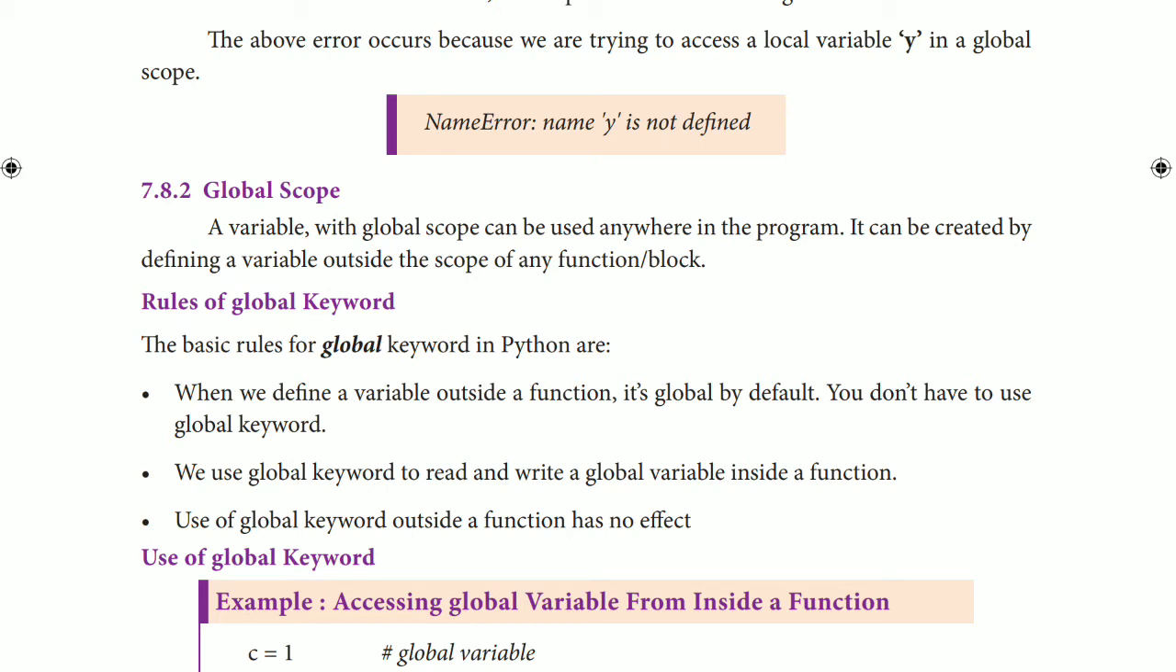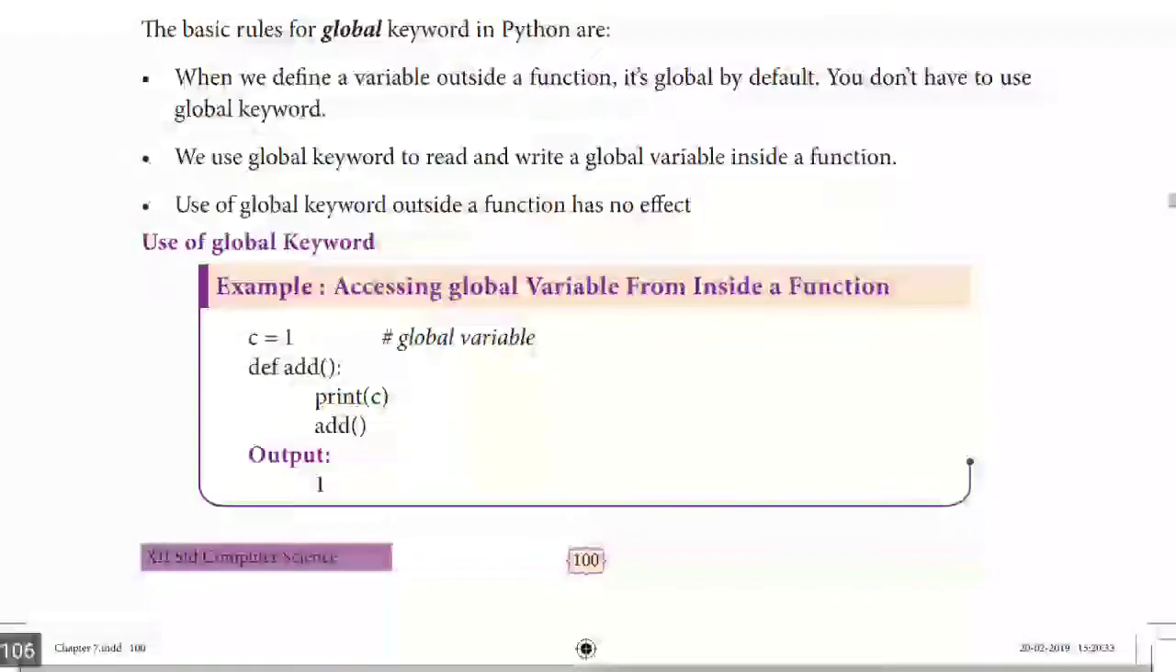We use the global keyword to read and write a global variable inside a function. Using the global keyword outside the function has no effect. So when you want to access or rewrite the value inside this global variable, then you can use this keyword global. And when you are using this global keyword outside the function, it has no effect. So we'll see this example.